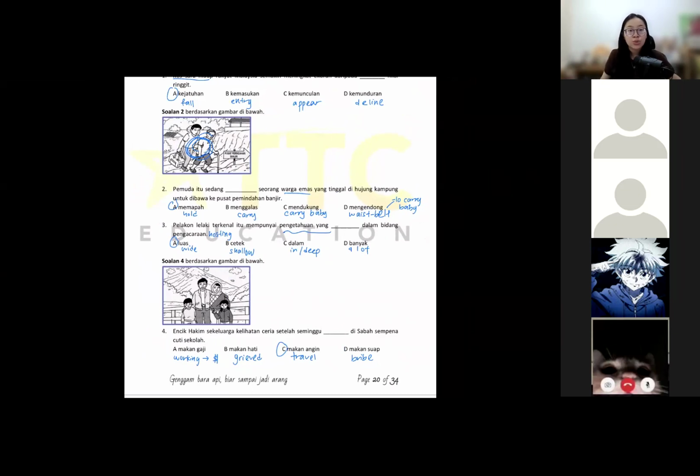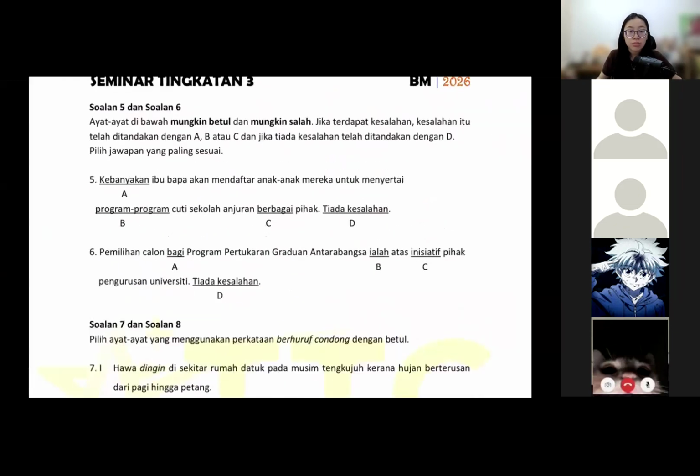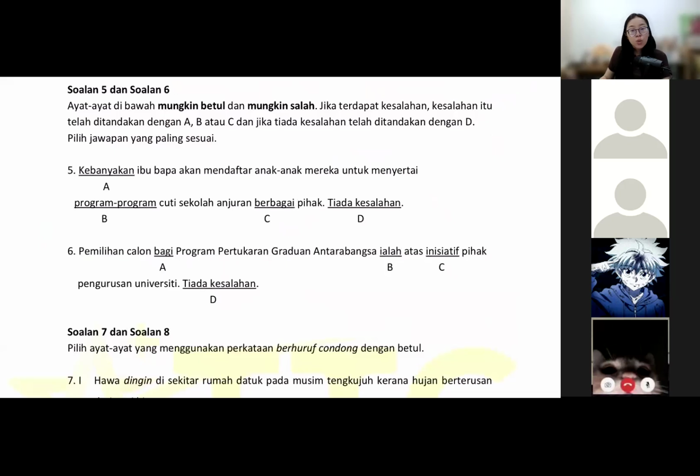Let's go for question number 5. Now, these are questions. You need to choose A, B, C if you think it's wrong, and then choose D if you think nothing wrong. Okay, number 5. Kebanyakan ibu bapa akan mendaftar, they will register anak-anak mereka untuk menyertai program-program cuti sekolah anjuran berbagai pihak. Okay, this one 3 marks for you. What is your answer?